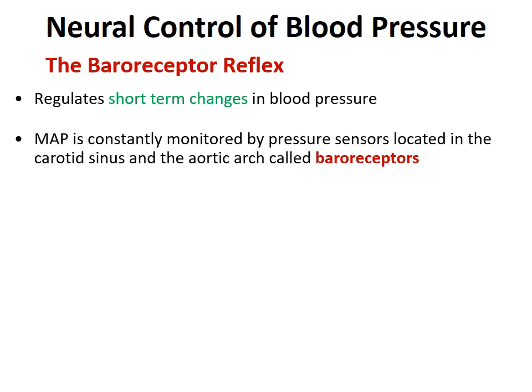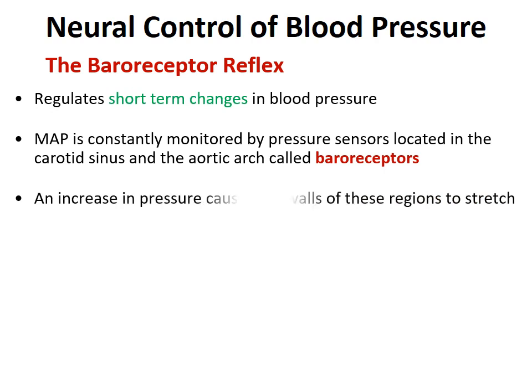So what are these receptors? These baroreceptors are actually stretch receptors which respond to stretch. How do they respond to stretch? When blood pressure is high, there is more stretching of the blood vessels, and this stretching of the blood vessel also stretches the baroreceptors. The baroreceptors will be stimulated whenever the blood pressure is very high. An increase in the pressure causes the walls of these regions to stretch.